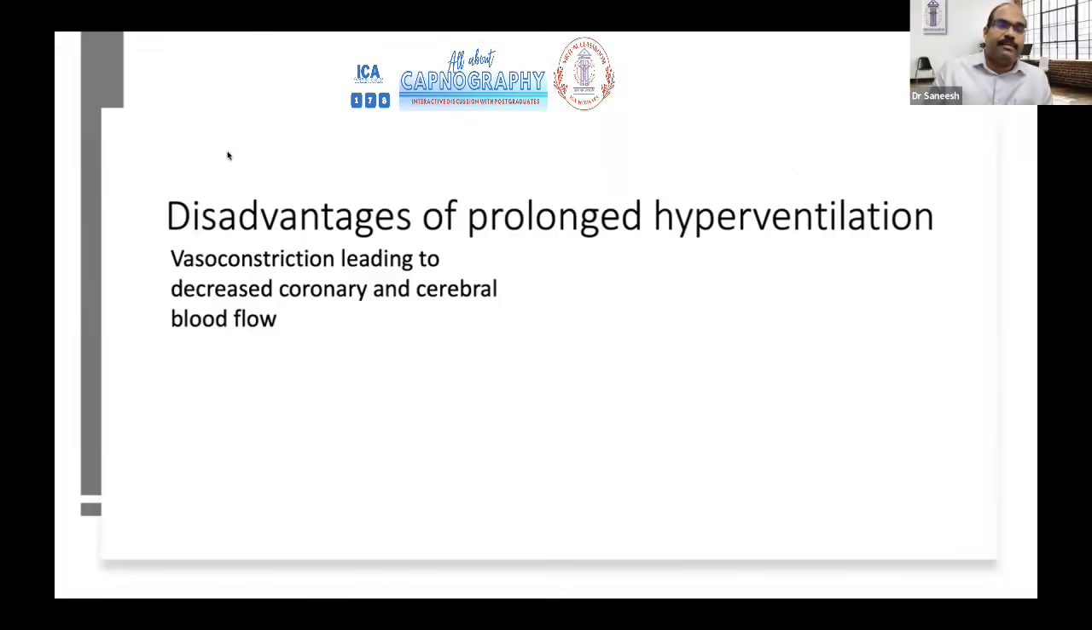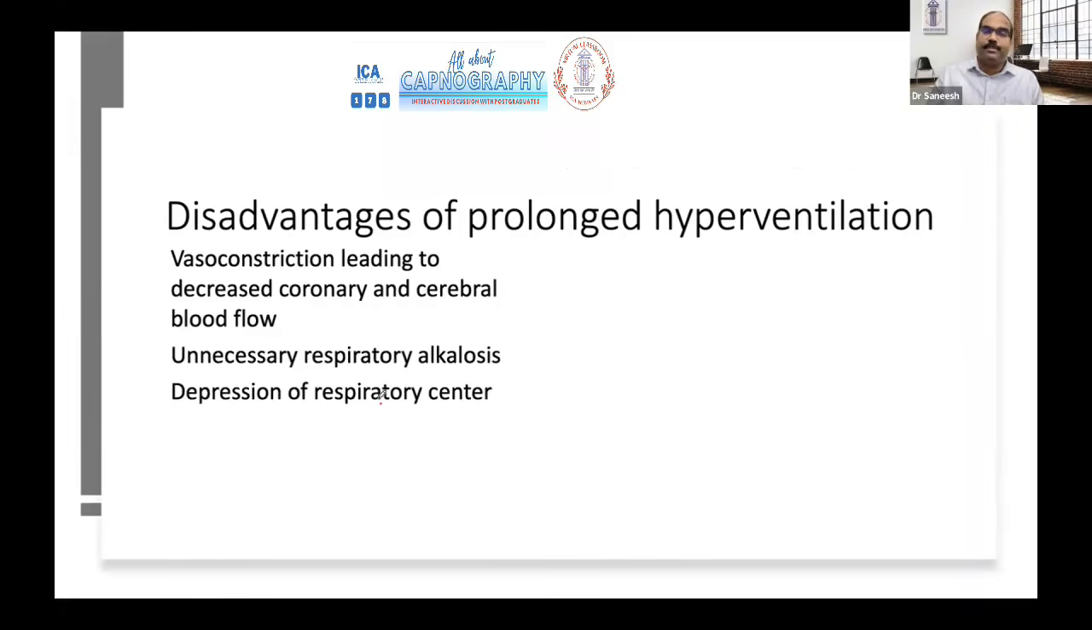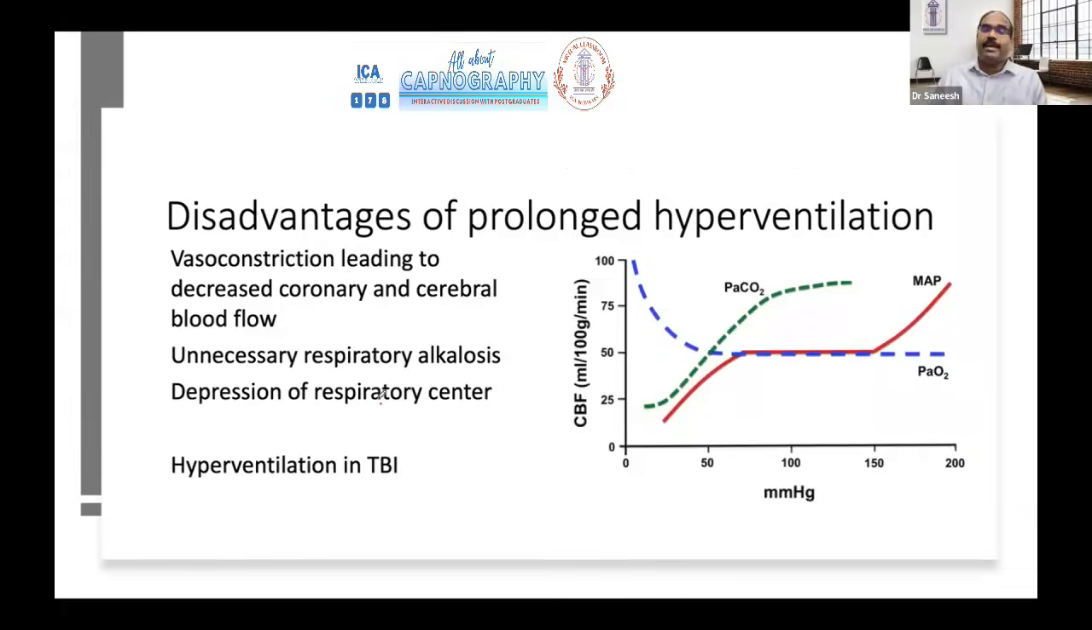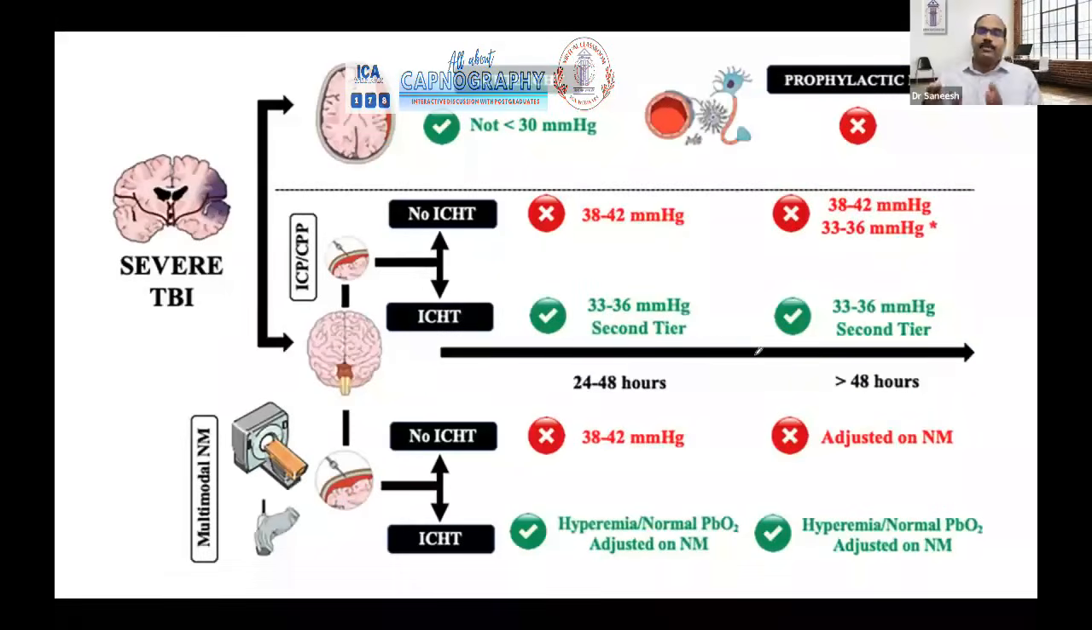So there are some disadvantages of prolonged hyperventilation because it will cause vasoconstriction leading to reduced coronary and cerebral blood flow. Unnecessary respiratory alkalosis will be produced, and depression of the respiratory center. And in traumatic brain injury, this is the famous trend chart, the impact of PaCO2 against cerebral blood flow. It is shown in the green tracing. Not going to explain much about it. So hyperventilation is not indicated on a blanket rule. If there is intracranial hypertension, yes, but not too much hyperventilation. Maybe an ETCO2 of 30 to 35 should be good enough.